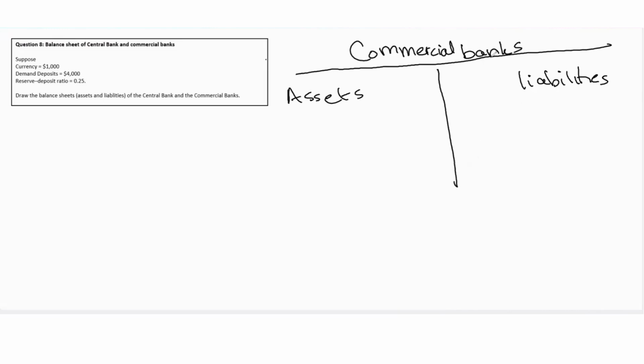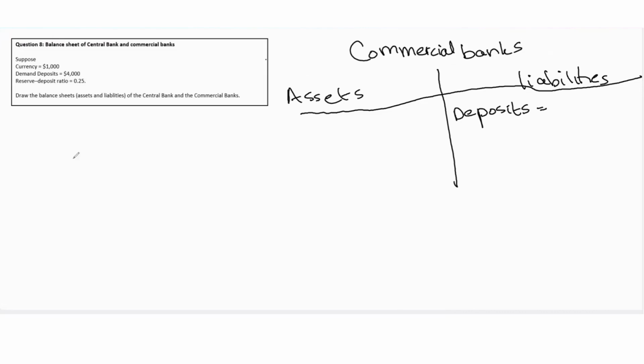Okay, so the liabilities of a commercial bank are the deposits that it receives from people. So for commercial banks, the deposits, like we said, are liabilities: the deposits it receives from people. So in this case, that's given to us as 4,000.